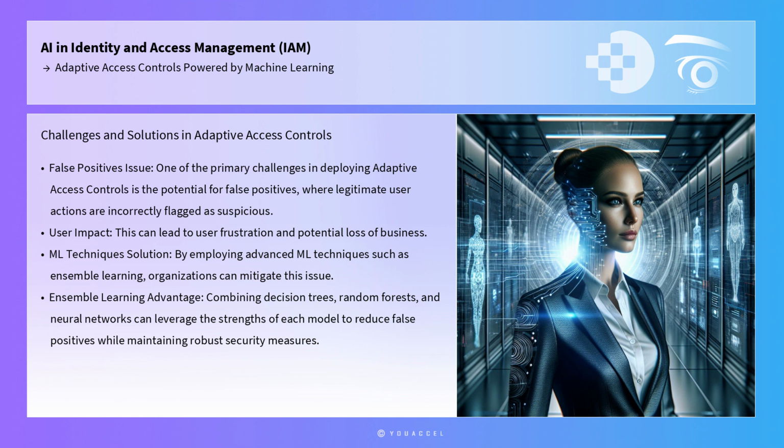One of the primary challenges in deploying adaptive access controls is the potential for false positives, where legitimate user actions are incorrectly flagged as suspicious. This can lead to user frustration and potential loss of business. However, by employing advanced ML techniques such as ensemble learning, organizations can mitigate this issue. Ensemble learning involves combining multiple ML models to improve prediction accuracy. For example, by integrating decision trees, random forests, and neural networks, an organization can leverage the strengths of each model to reduce the likelihood of false positives while maintaining robust security measures.